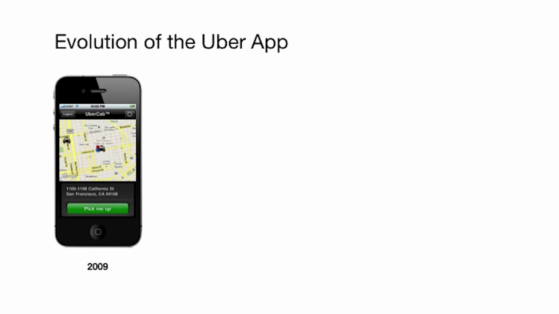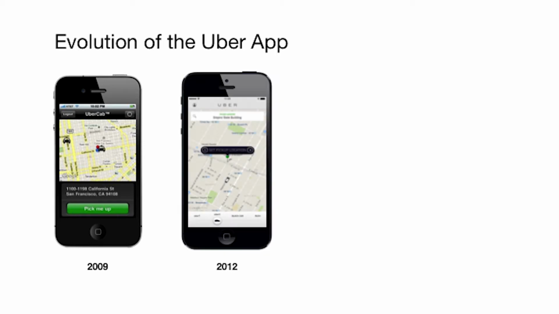So if you'll first indulge me, let's take a trip back in time to 2009 and see what the Uber app looked like then. So not bad for its time, but it's pretty bare bones. We have the map, the pick me up button, but there's not much else to it. Now fast forward to 2012. This is Uber app version 2. We have additional functionality such as location search, ETA predictions, as well as product selection at the bottom. That was 4 years ago.